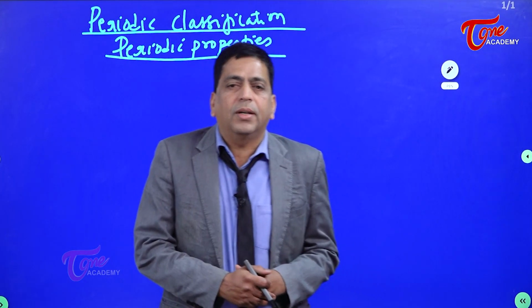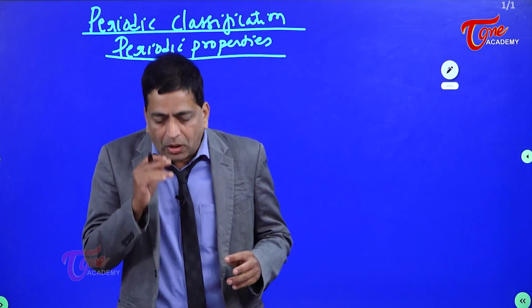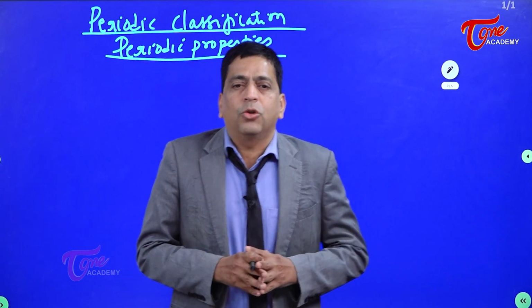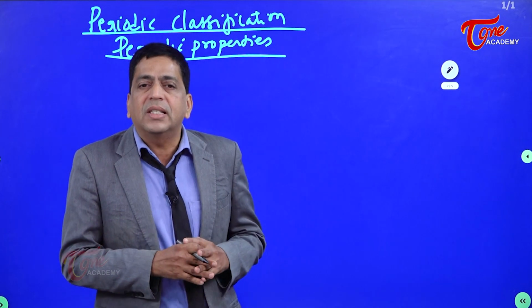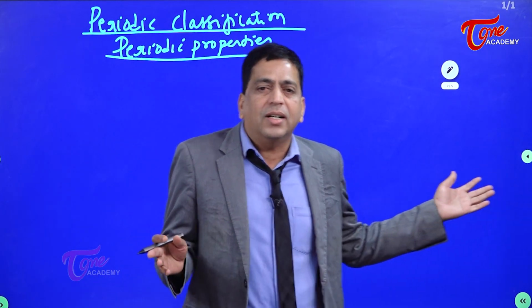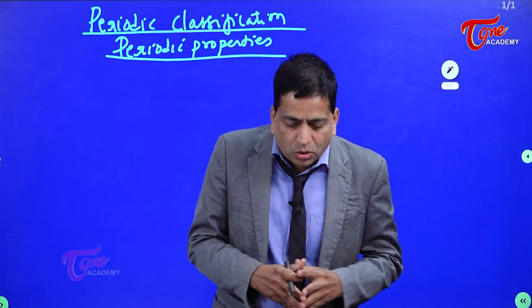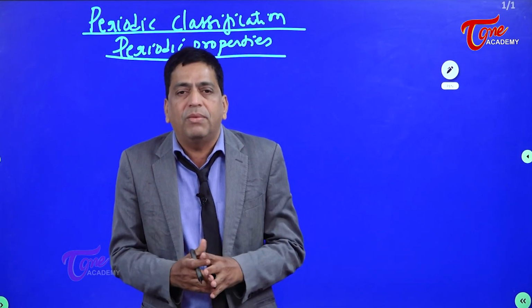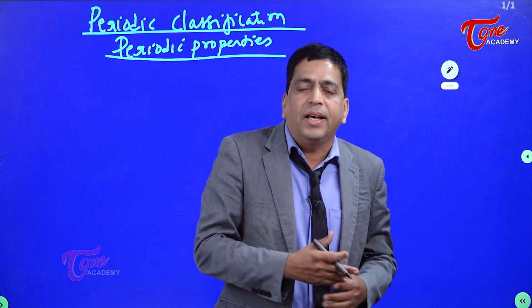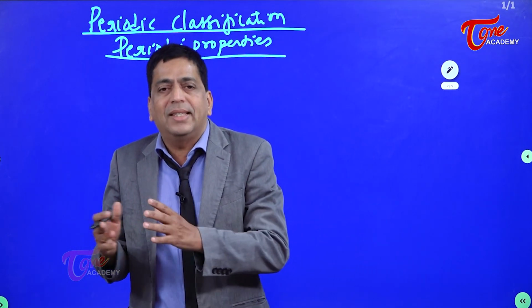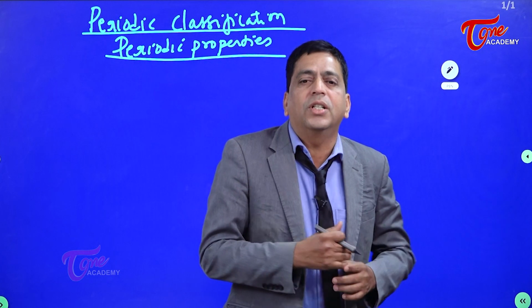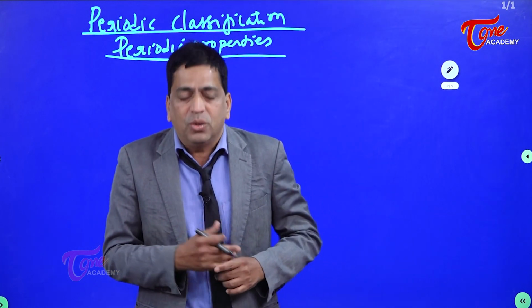So we are dealing with periodic classification and periodic properties, and I was actually trying to induce some degree of seriousness into you when I started the periodic classification. Now what I mean by degree of seriousness is, it's not that there are elements lying outside and someone gave you a job to place these elements in an order in rows and columns. That's not the case. You must understand.